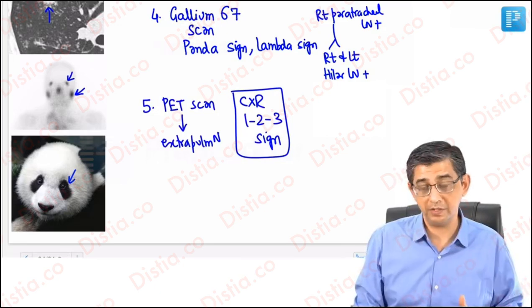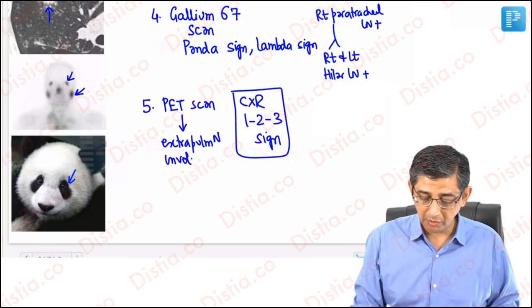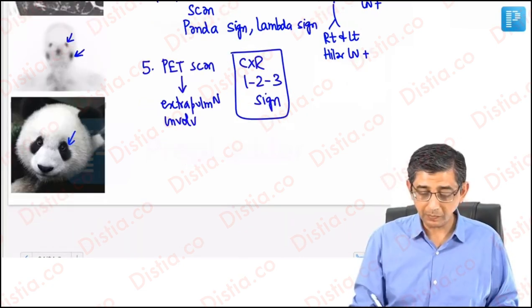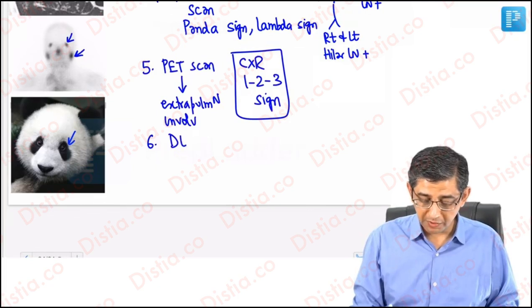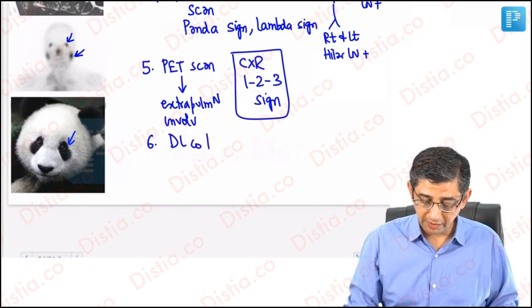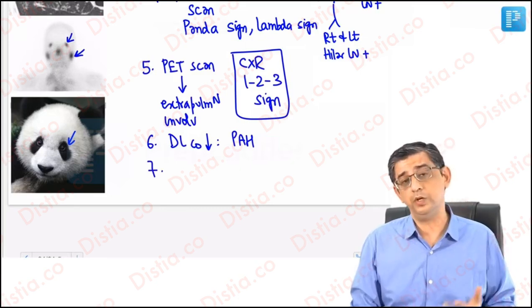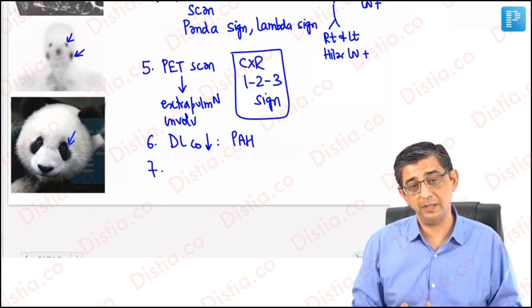So neurological manifestations can be seen even in these patients. And to pick up this extrapulmonary involvement, it is PET that is recommended. Then diffusion capacity of the lung for carbon monoxide can be decreased. There are two reasons why it is lower. One can be pulmonary artery hypertension. Second is the pulmonary fibrosis component. Both result in a decreased diffusion capacity.